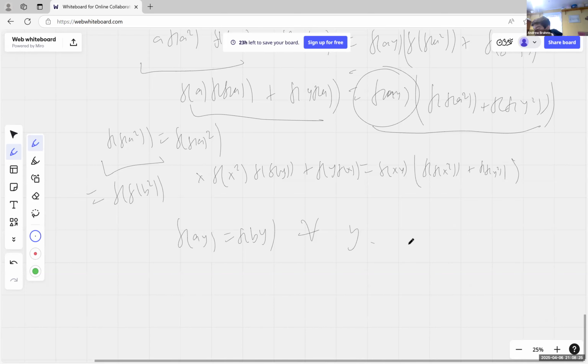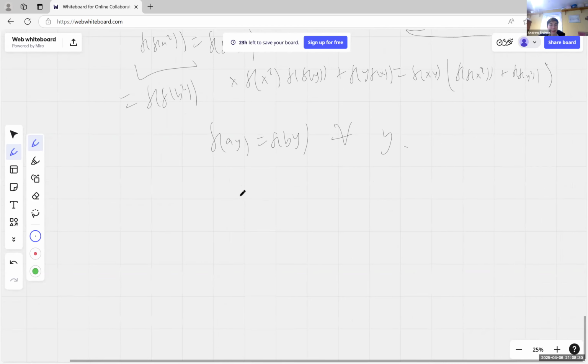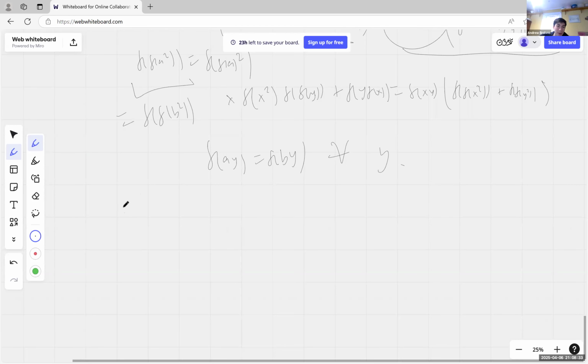Now, there are a few ways that you can go from here. One way to do it is by plugging in, if we let this be q(y), plugging in y equals a gives f(a)^2 is equal to f(ab), and plugging in y equals b gives that this is equal to f(b)^2.